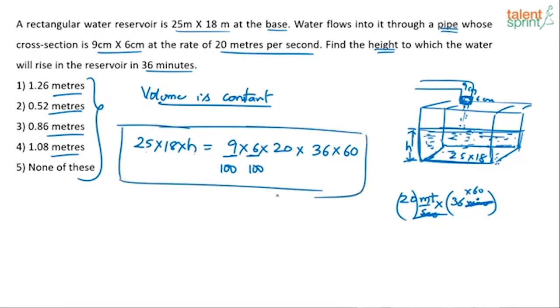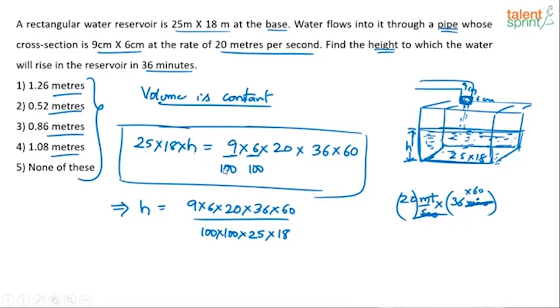Again, what is required here? Calculation. Length into breadth into height of the reservoir, the area of cross section into the rate of flow of water into the time for which it is filled. Simplify this. So what will h be equal to? If you overall now simplify, h will be equal to 9 into 6 into 20 into 36 into 60 divided by 100 into 100 into 25 into 18. This is the calculation that you need to do, right? 9, 6, 20, 36, 60, 100, 100, 25 and 18.